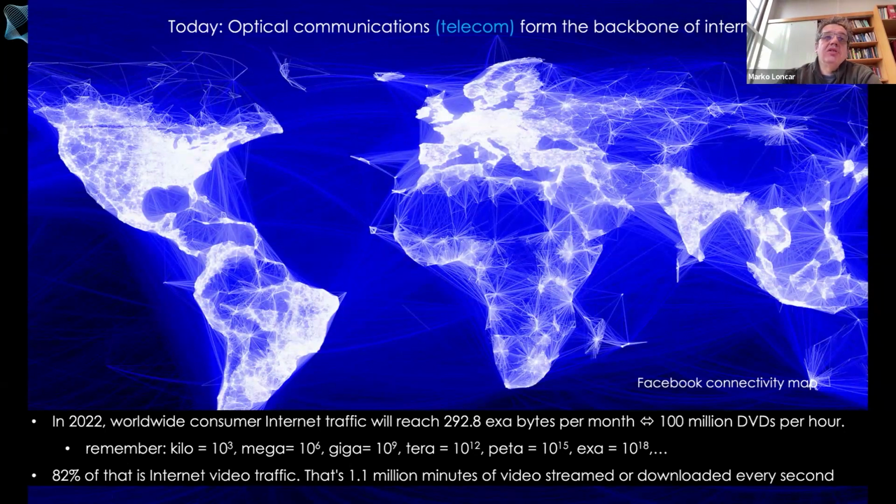So what this map shows, brightness shows the number of bits per second that are being communicated. This is the Facebook connectivity map, so this doesn't take into account all the other networks that are out there. And what you can see underneath the oceans are actually optical fibers that carry information between continents with very, very low loss.